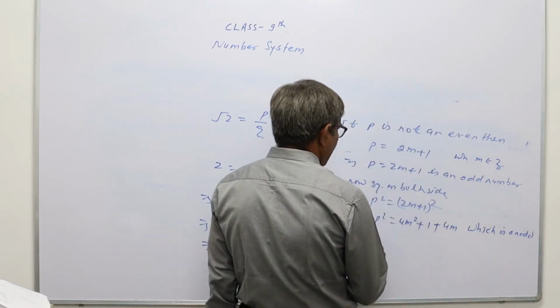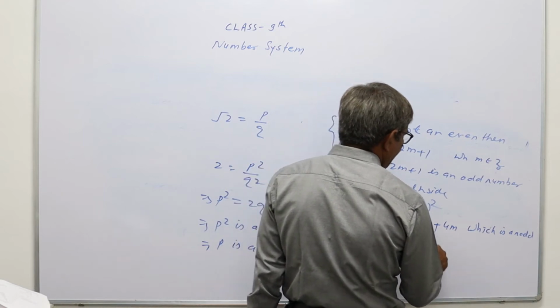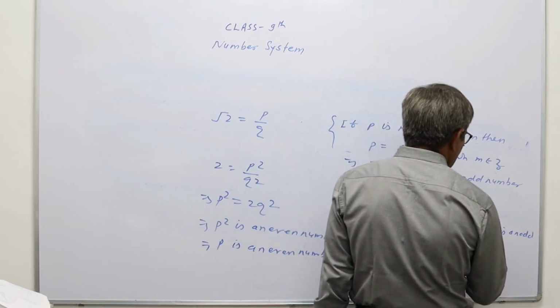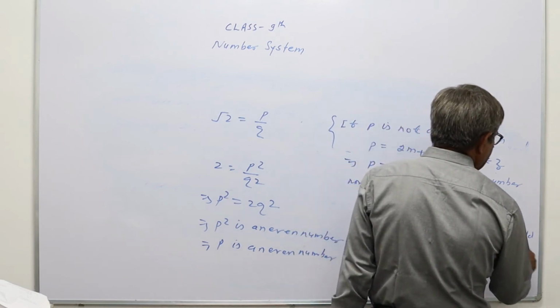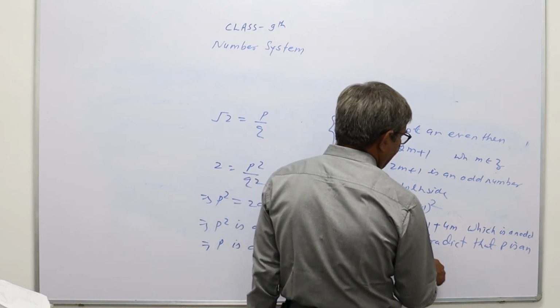So this contradicts that p is an even number.